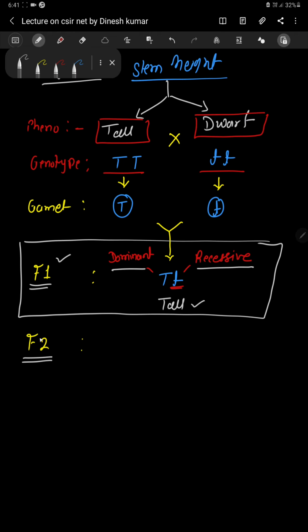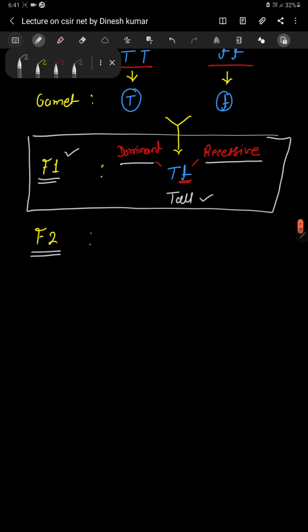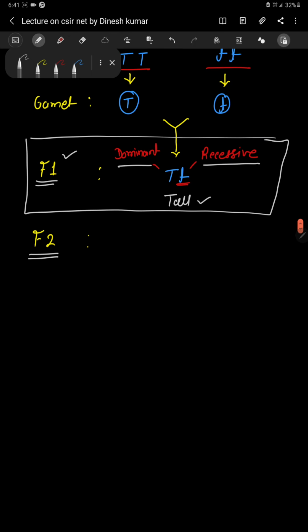Now what are we going to find out in the F2 generation? From the F2 generation we are going to find out what happens to the recessive characteristic. Let's start with the F2 generation. How are we going to produce it? Here we are doing selfing. It means whatever we get in the F1 generation, we cross it with itself.